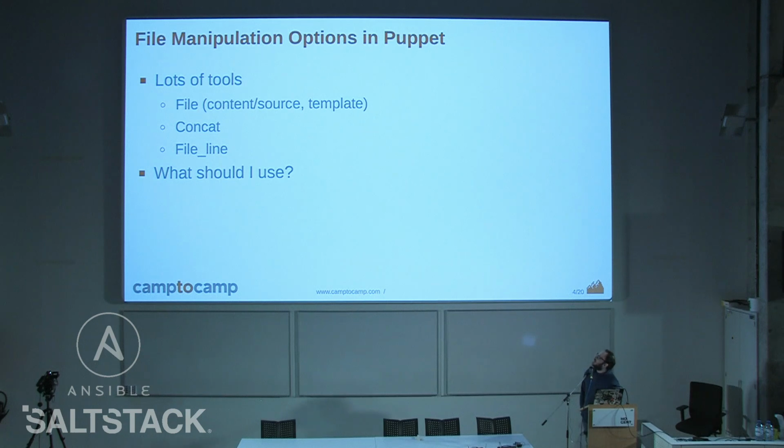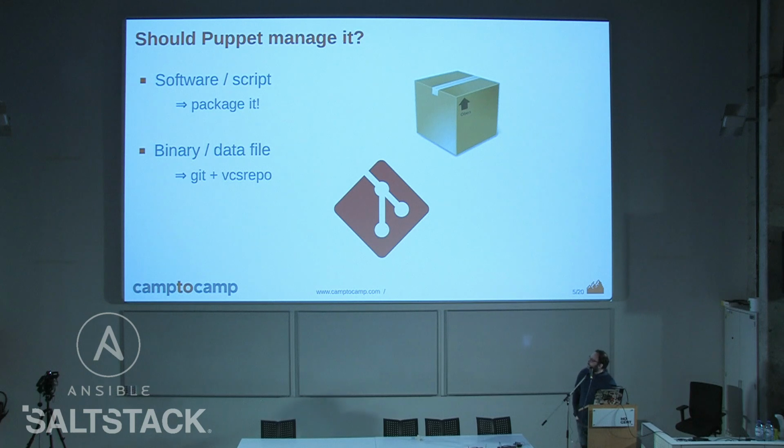So when it comes to manipulating files in Puppet, there are different ways of doing it. There are lots of different tools. You can do file with static or dynamic content. You can do concat. You can do file_line. So which one is the best option? And there are various debates about this.